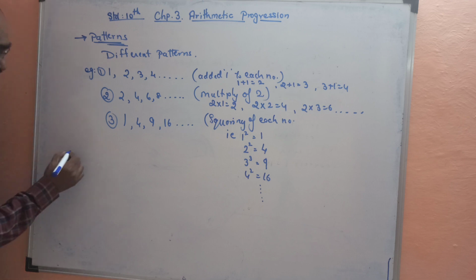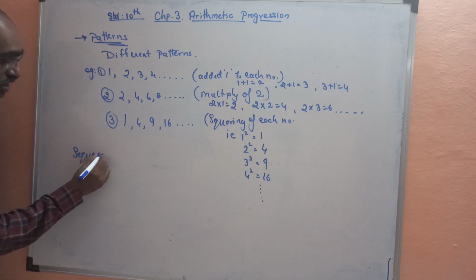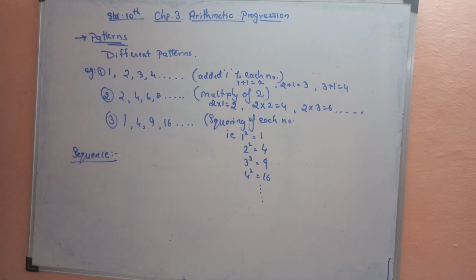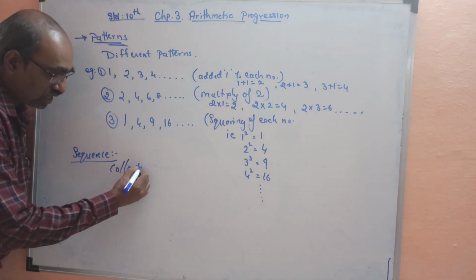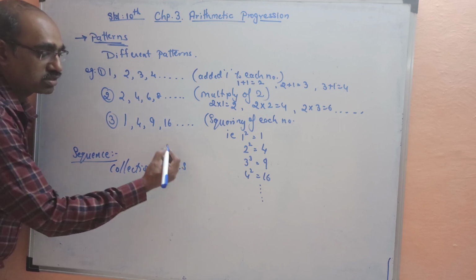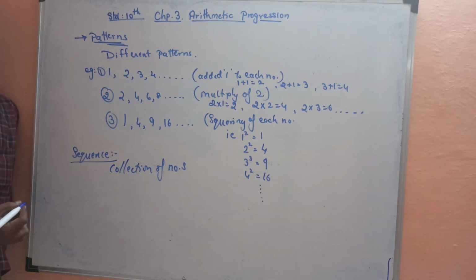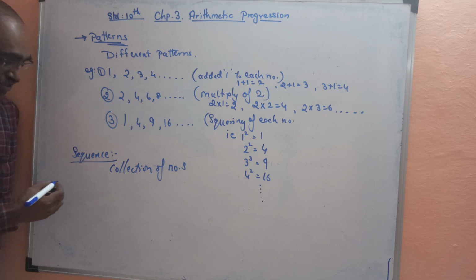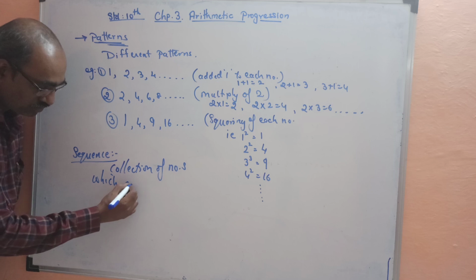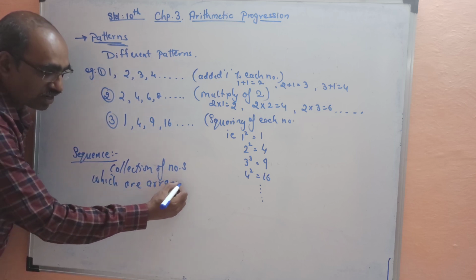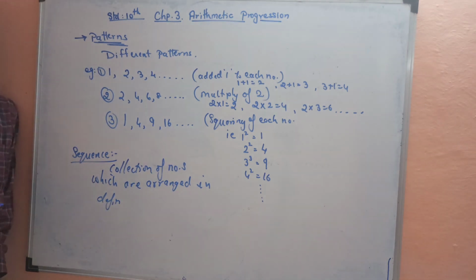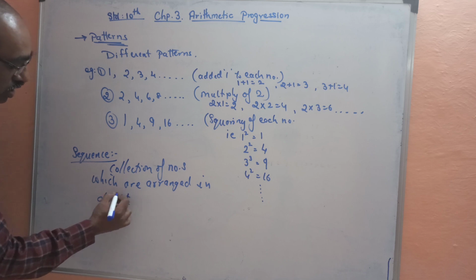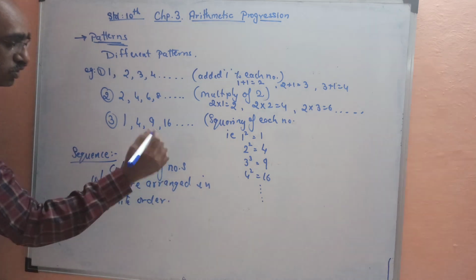So we get a new thing. I've used the word sequence. What is the sequence? Sequence means a collection of numbers which are arranged in a proper way, in a definite order. D-E-F-I-N-I-T-E. Definite order. Okay, this you have to understand.